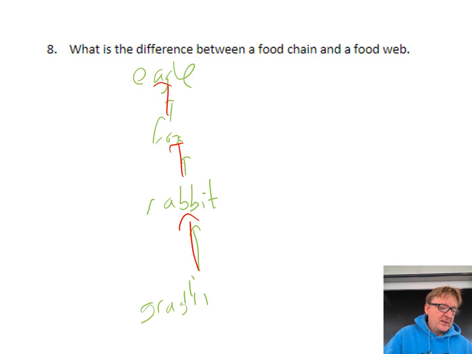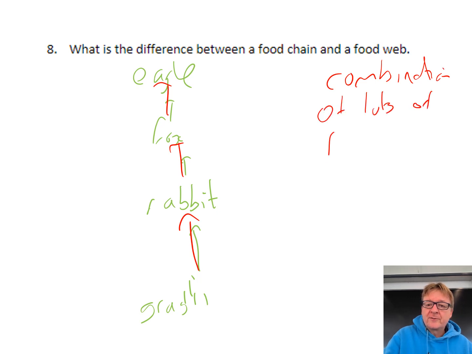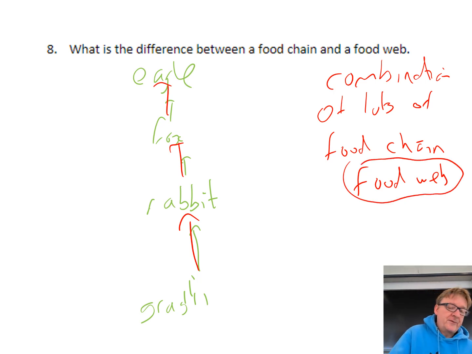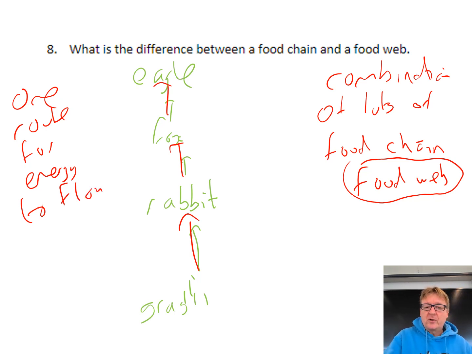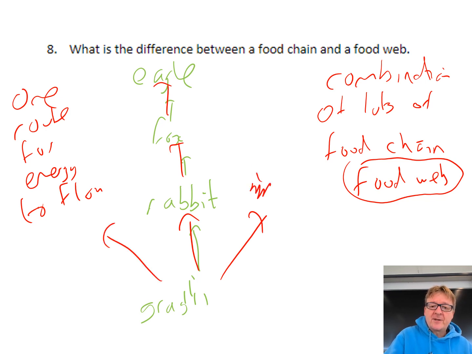A food web is a combination of lots of food chains. That's a food web. Where a food chain only has one route for energy to flow, a food web has something else eating the grass, something else eating whatever's there, and something over here eating it. It's a combination of lots and lots of food chains, and that's your food web.